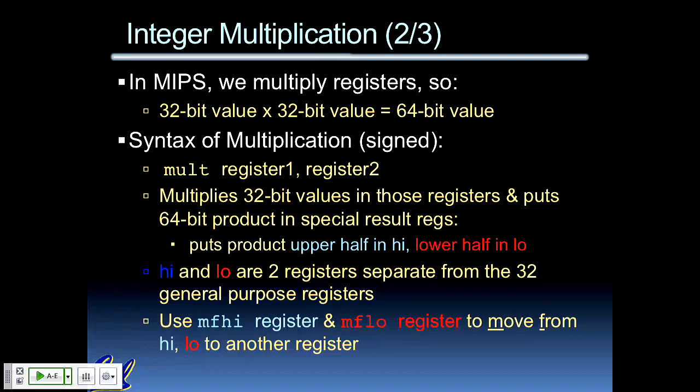And there's special instructions, move from high and move from low. But first you do the multiply. The results are stored there. Then to get the results into a regular register, you have to do a move from to read from high or read from low the appropriate piece into a 32-bit register. Okay.